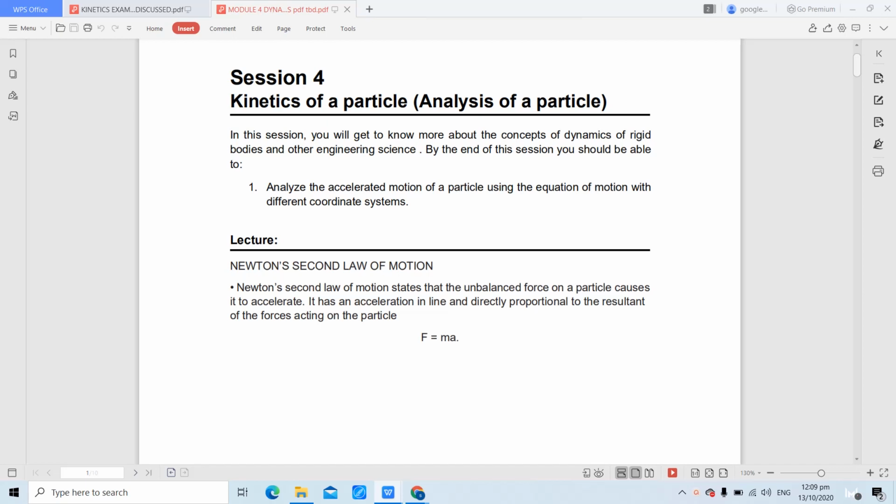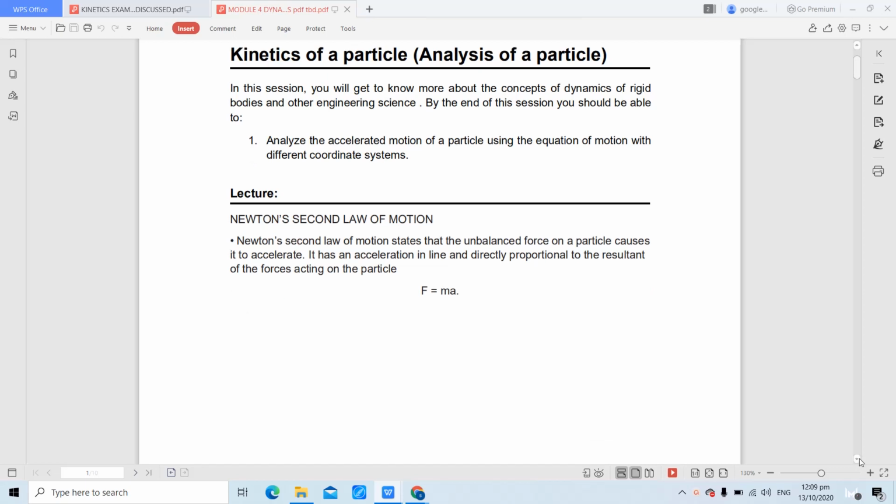So we're going to use here Newton's second law of motion or law of acceleration, in which it states that the unbalanced force on a particle causes it to accelerate. It has an acceleration in line and directly proportional to the resultant of the forces acting on the particle.